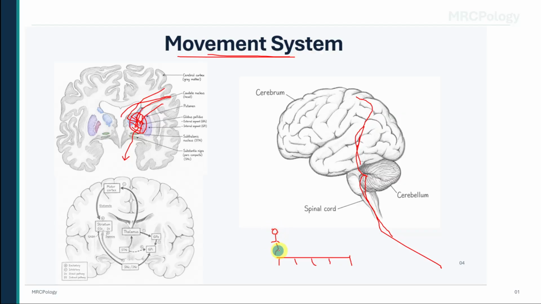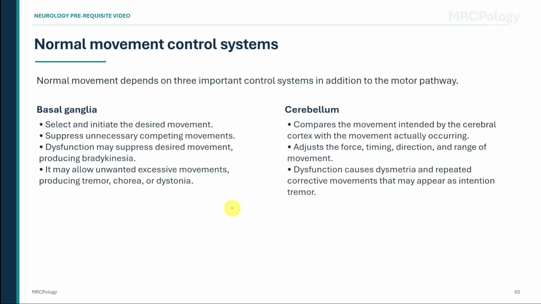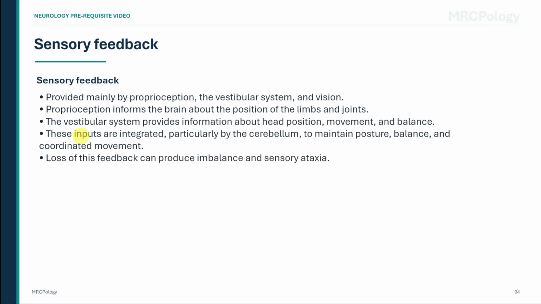The third component is sensory feedback. This is provided mainly by proprioception, the vestibular system, and vision. Proprioception informs the brain about the position of the limbs and joints. The vestibular system provides information about head position, movement, and balance. These inputs are integrated, particularly by the cerebellum, to maintain posture, balance, and coordinated movement. Loss of proprioceptive feedback may therefore cause sensory ataxia and imbalance.